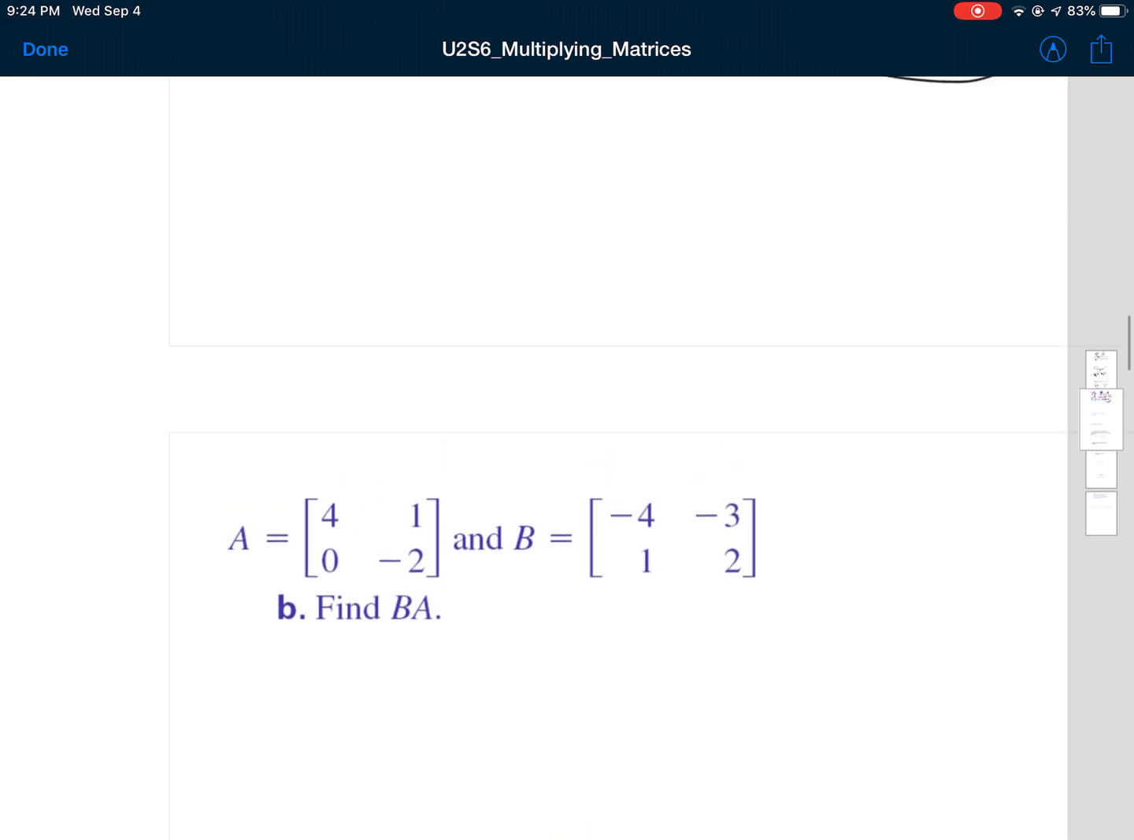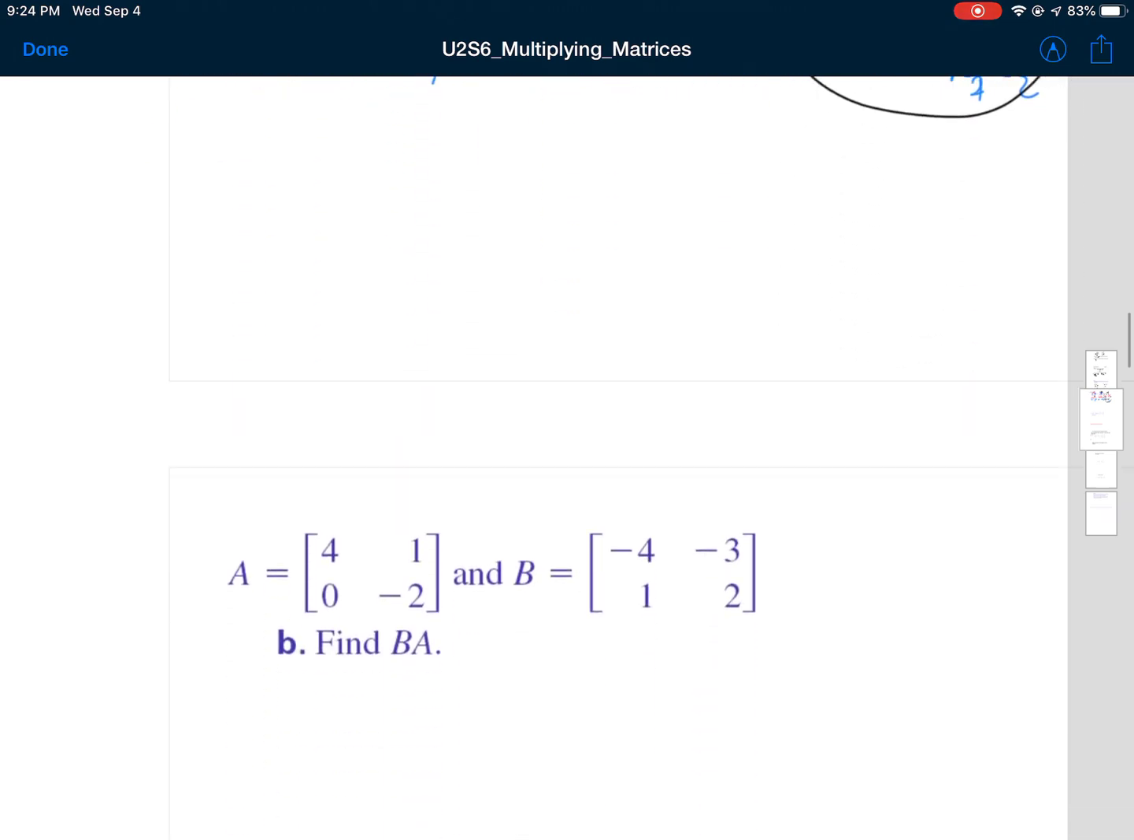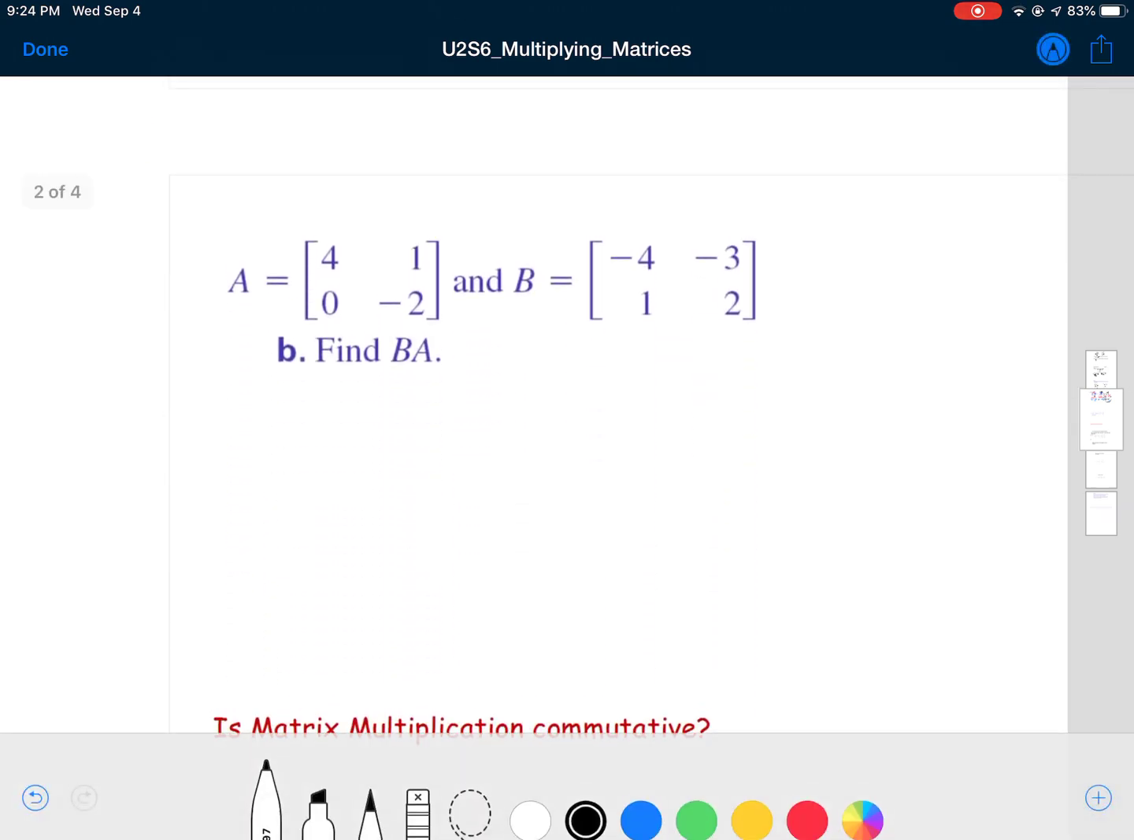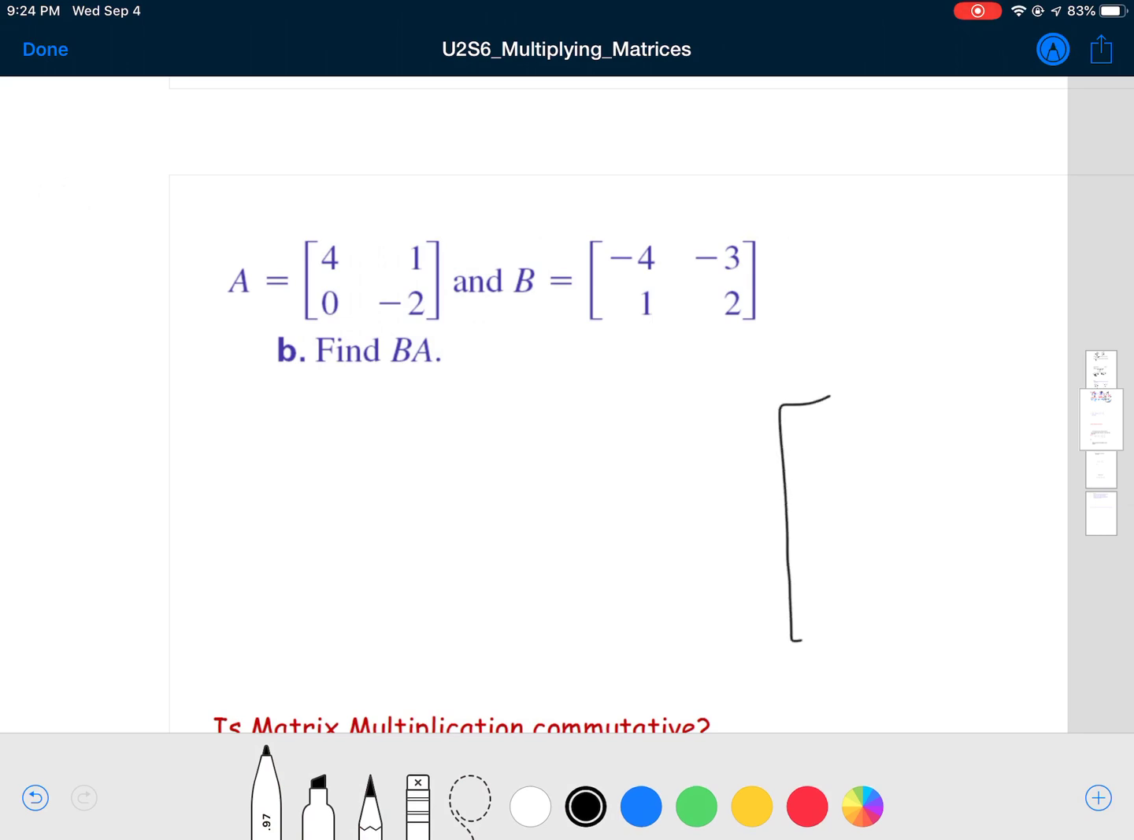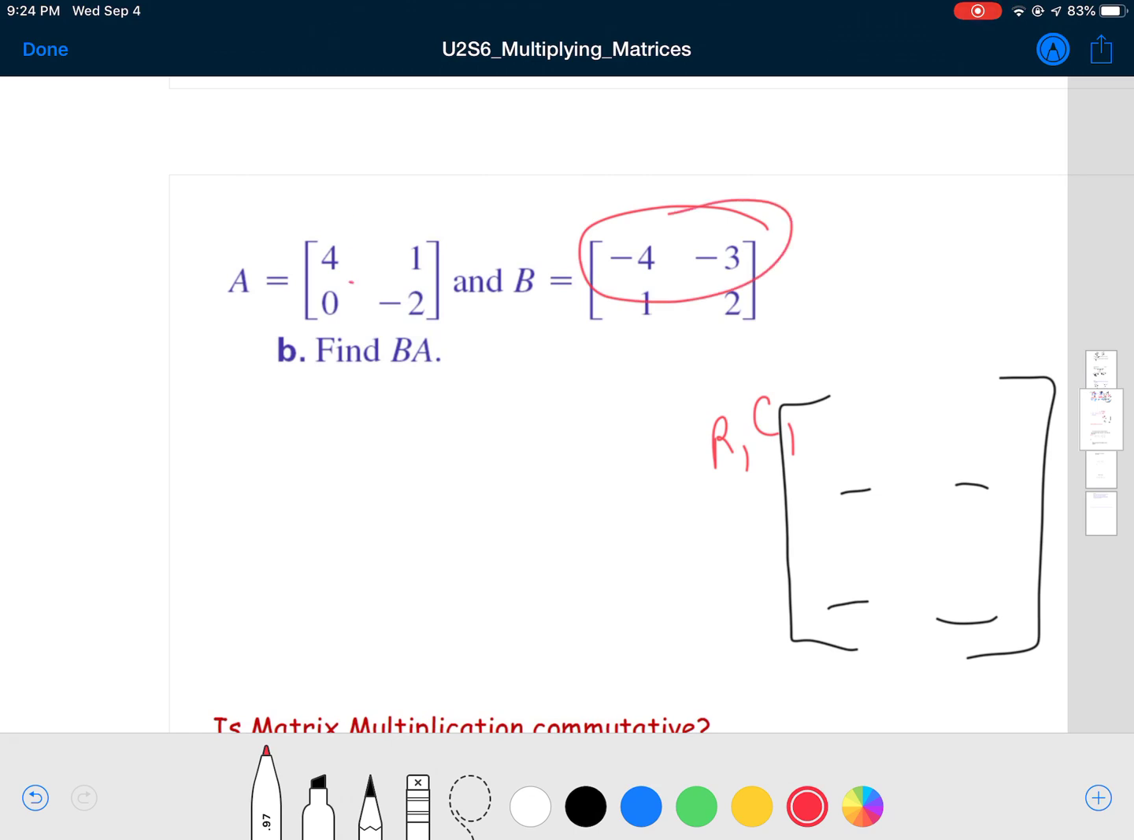Okay, same matrices basically. I'm just switching the order. So now what that means is I'm still going to get a 2 by 2. But to get my answer here in row 1, column 1, I'll take row 1, column 1 like this. So -4 times 4 plus -3 times 0. And this is going to be -16. That's going to be 0. So my first number here is -16.